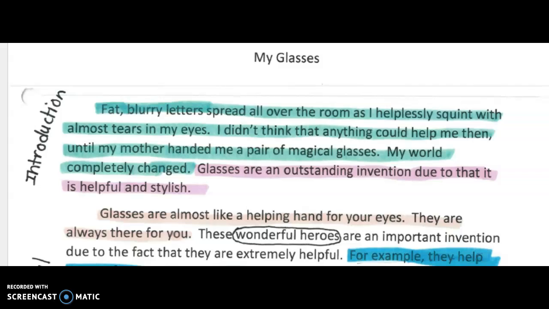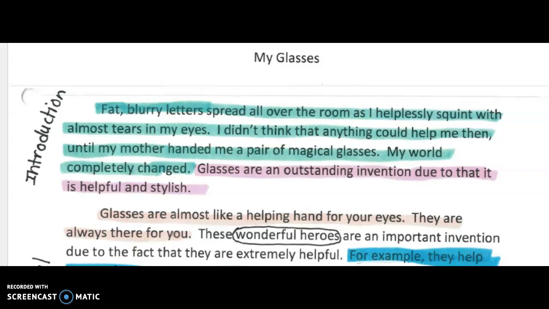It says, fat blurry letters spread all over the room as I helplessly squint with almost tears in my eyes. I didn't think that anything could help me then until my mother handed me a pair of magical glasses. My world completely changed. Glasses are an outstanding invention due to that it is helpful and stylish.